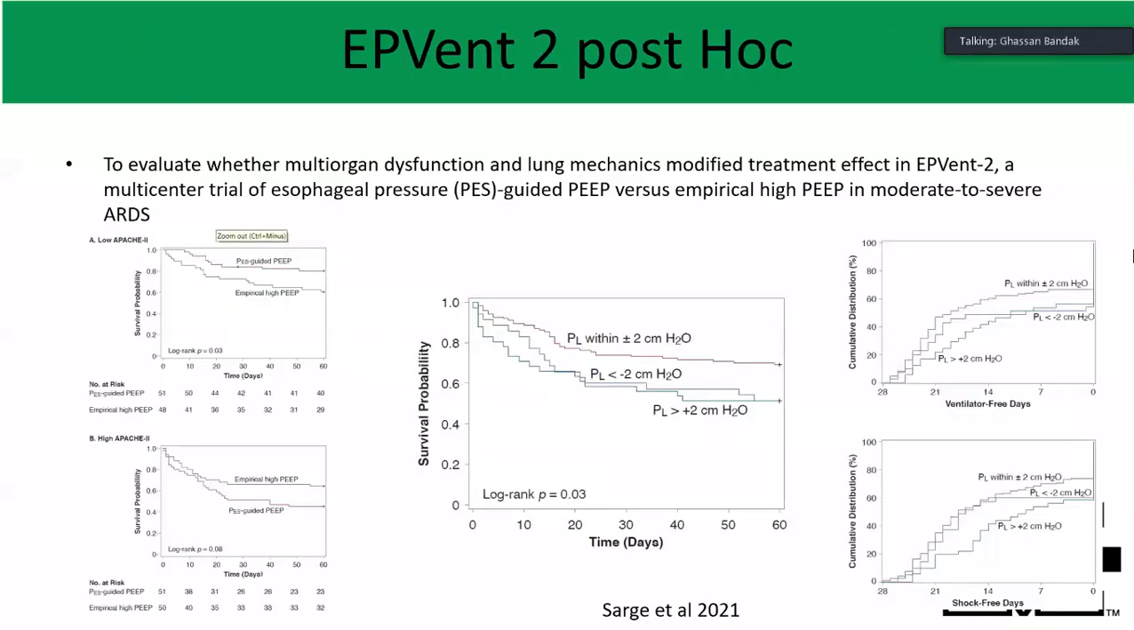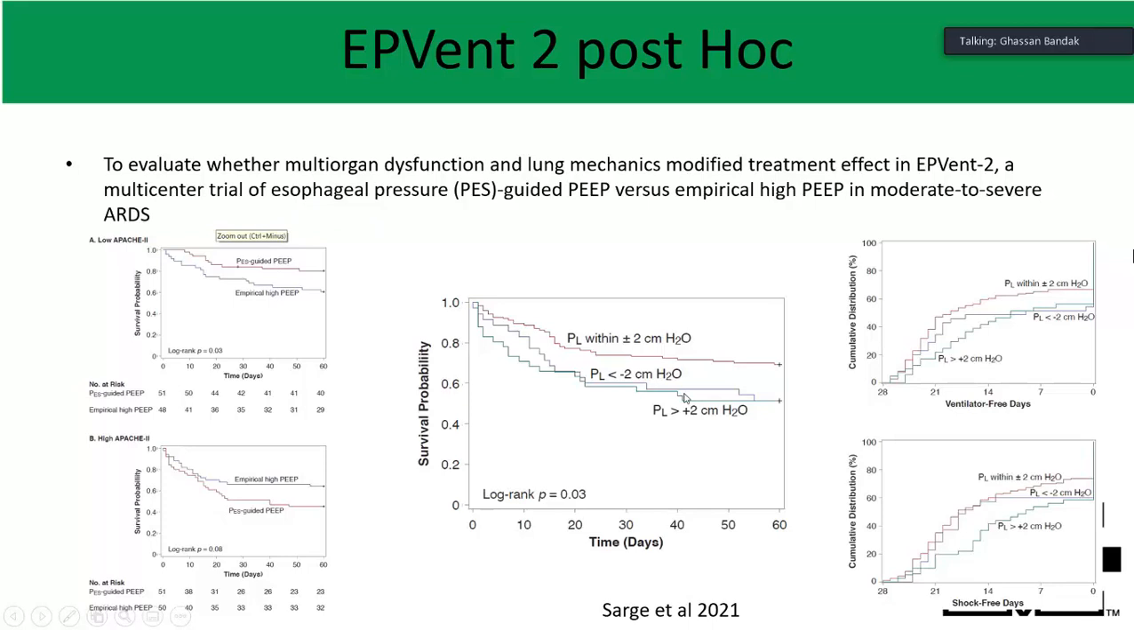Now, there was a post-hoc analysis that Dr. Shui had just sent you guys. And what these people did is they took the EPVent-2 trial. They wanted to evaluate whether multi-organ dysfunction and lung mechanics modified the treatment effect. So they did different analyses. First, they looked at Apache scores. And they showed that if the Apache score is low, using esophageal balloon to titrate PEEP resulted in a better mortality as opposed to higher Apache scores.